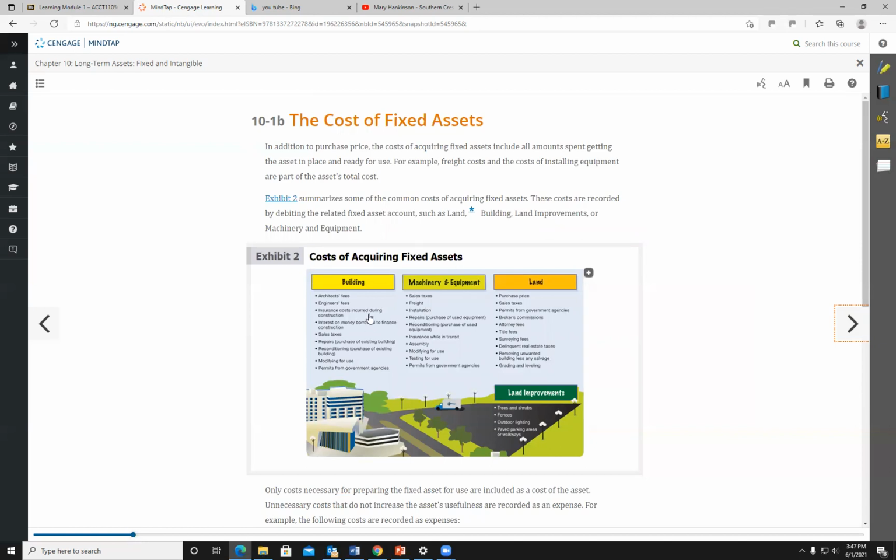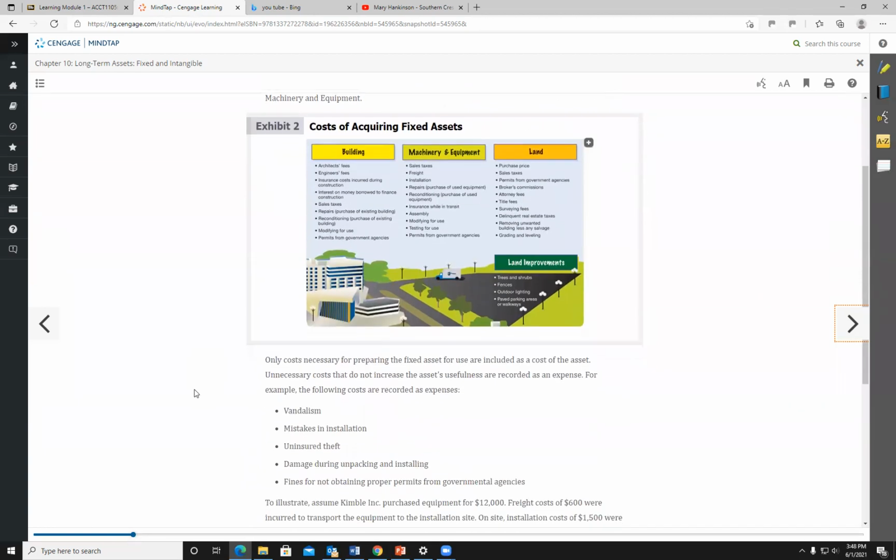If you look at Exhibit 2, it lists different costs of acquiring fixed assets for different types of assets, whether building, machinery, or land. You've got architect fees, engineering fees, insurance, interest, sales tax, repairs. You can read them for yourselves. Each type of fixed asset has its own list of additional costs that may come along with acquiring that fixed asset. Only costs necessary for preparing the fixed asset for use are included as a cost of the asset. Unnecessary costs that do not increase the asset's usefulness are recorded as an expense.